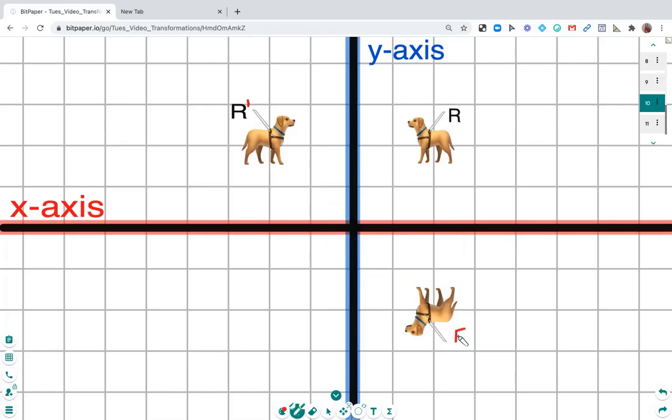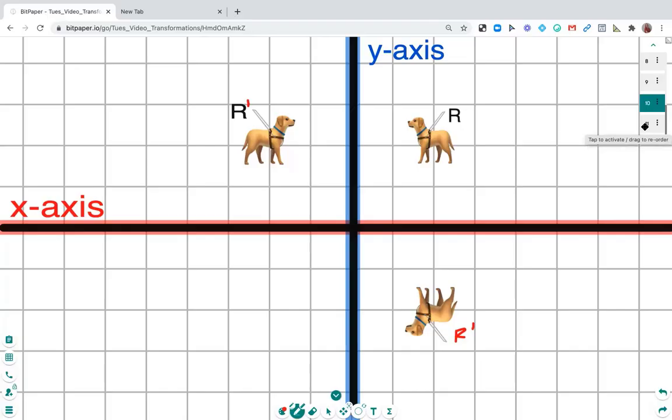So we've talked about 3 types of transformations today. Translations, those are your slides. Rotations, those are your turns. And reflections, those are your flips. There is one other type of transformation called a dilation, but I'll cover that in another video.